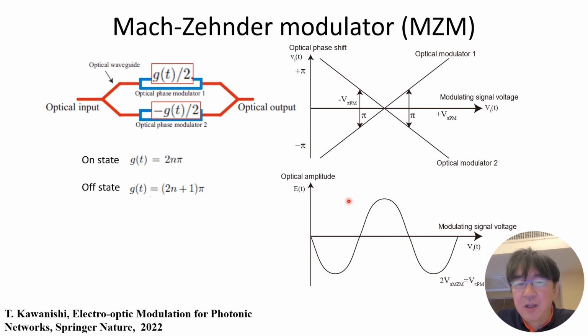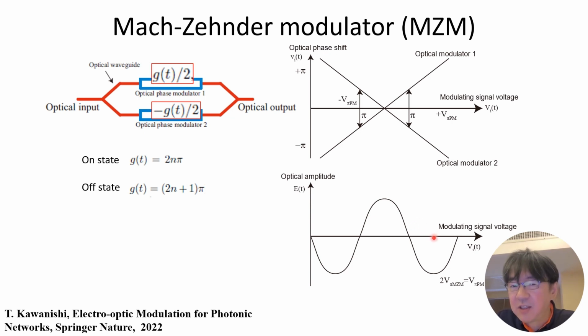And if we look at the optical amplitude, here we get +1, and here, if the phase difference is equal to pi, the optical amplitude is 0. And here's another on state, but here the amplitude is equal to -1. So these 2 points correspond to the on state, but there are 2 types of on state.